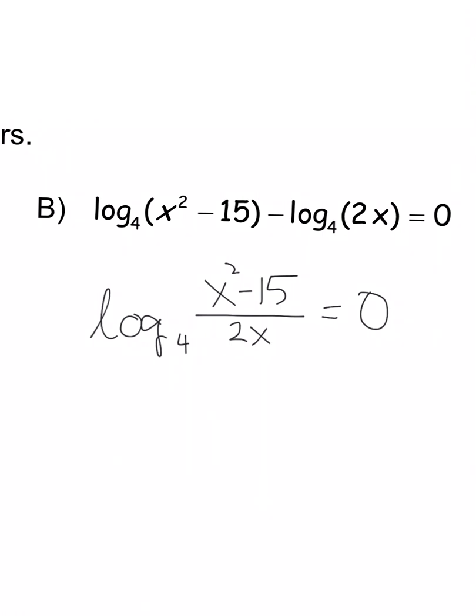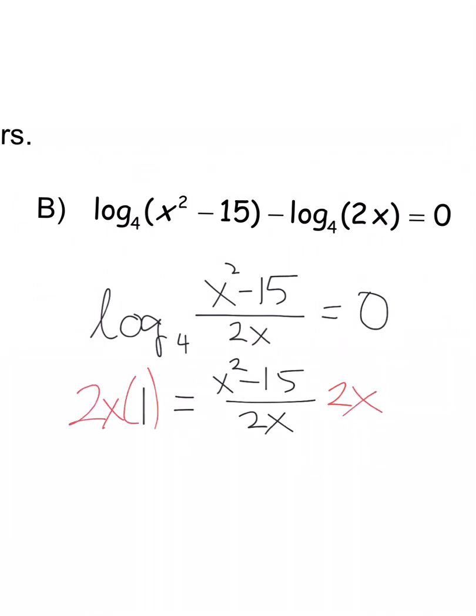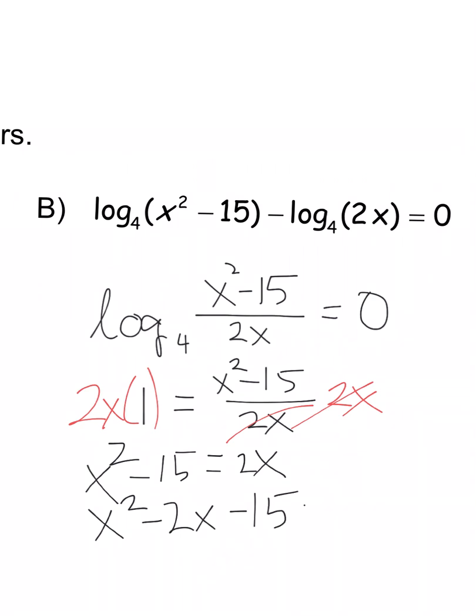That'd be 4 to the 0. I'm not going to write it out, but we know 4 to the 0 equals 1, so I'm just going to write the 1 in the interest of time. And then we set that equal to the argument, which is x squared minus 15 over 2x. We need to get x by itself, so there's nothing we can do other than multiply both sides by the denominator. These cancel, and now we have x squared minus 15 on the left-hand side equals 2x. We have a quadratic, so we subtract over the 2x: x squared minus 2x minus 15 equals 0.